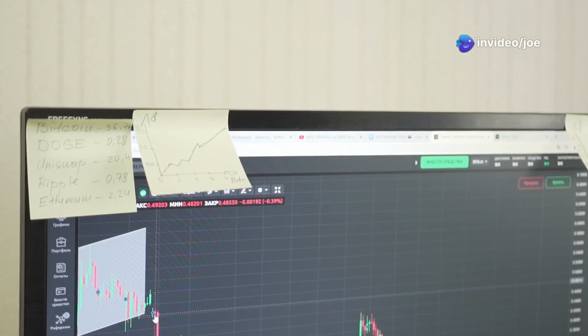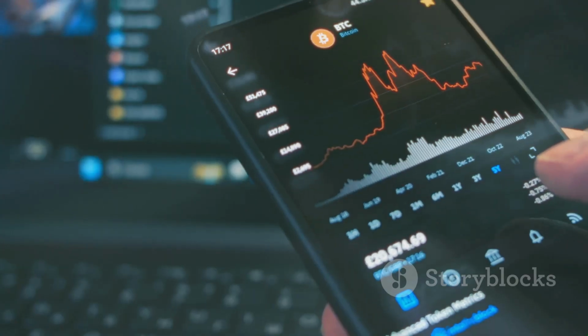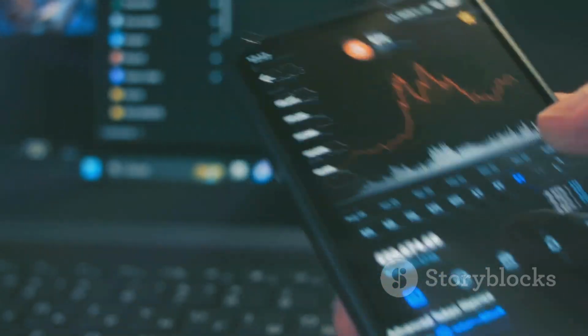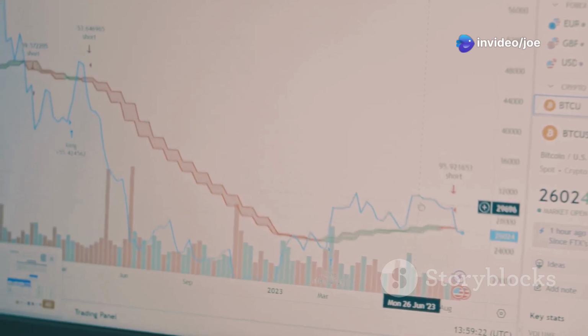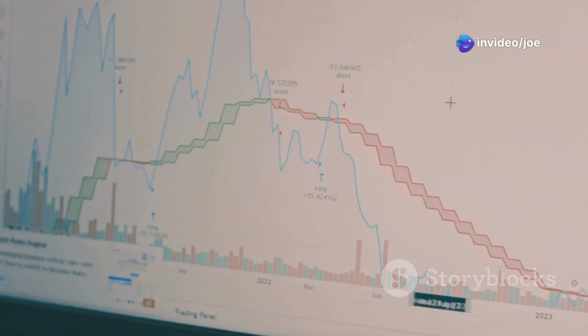Today, we're diving into the top indicators you need to master for successful cryptocurrency trading. Listen, I get it. Crypto can feel like the Wild West out there. That's why I'm breaking down these technical indicators. They're your roadmap to navigating the markets and coming out ahead.